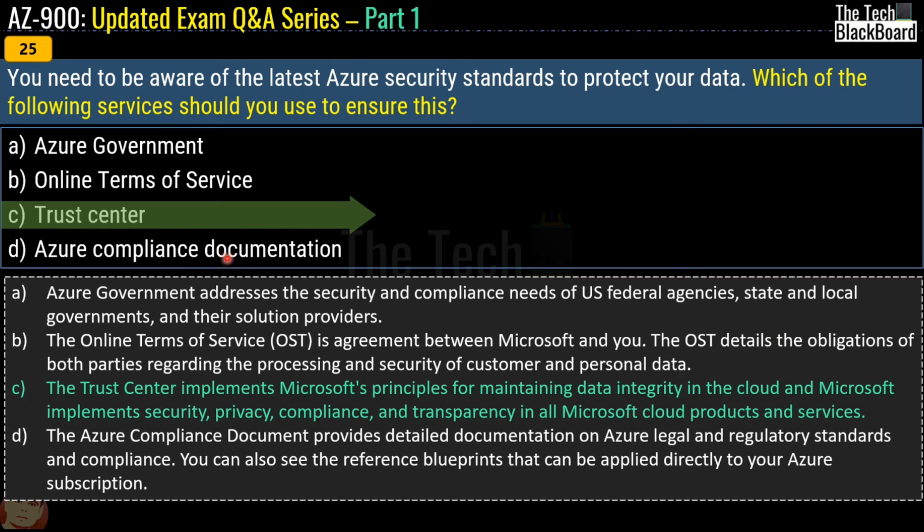Moving on with Azure Compliance Documentation. So Azure Compliance Documentation provides detailed documentation on Azure legal and regulatory standards and compliance. You can also see the reference blueprints that can be applied directly to your Azure subscription.